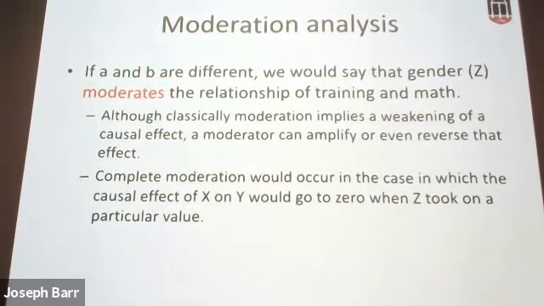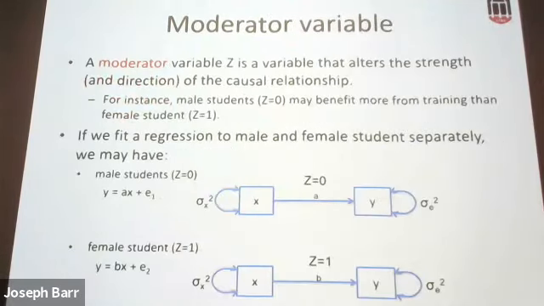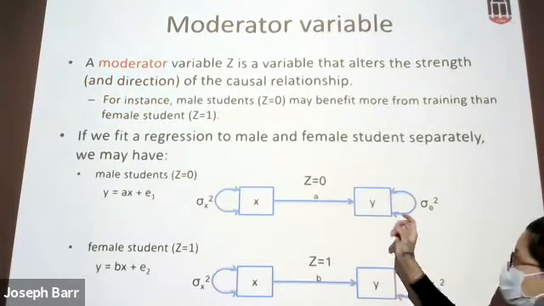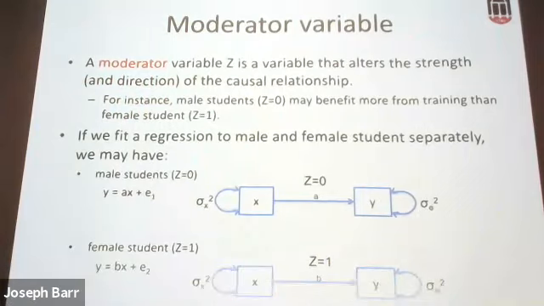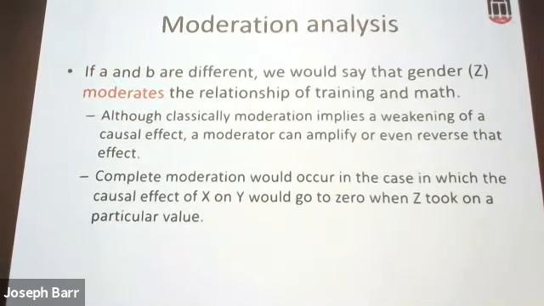And we also have a complete moderation. Complete moderation will occur in a case in which the causal effect of X on Y goes to 0 when Z takes some specific value. When Z picks some value, either 0 or 1, that coefficient goes to 0. Now we say that this is a complete moderation.